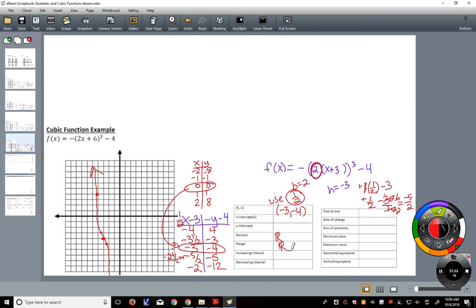Okay. And then remember, these don't have maximums or minimums or axis of symmetry. Okay. This one is completely decreasing. Right? Because from left to right, it would be going down. So the entire time, it's decreasing. It's not increasing at all. No maximums or minimums. No axis of symmetry, rate of change, asymptotes. But it is 1-to-1. It does pass those tests.